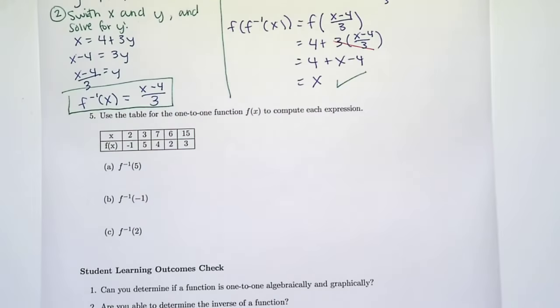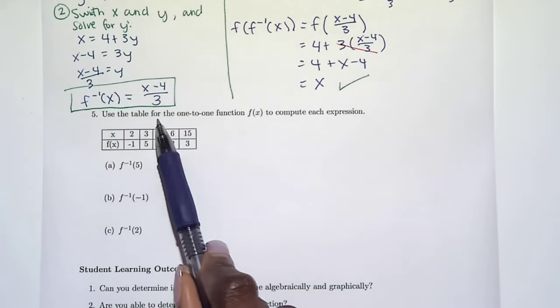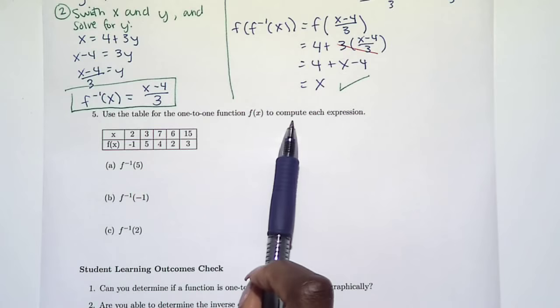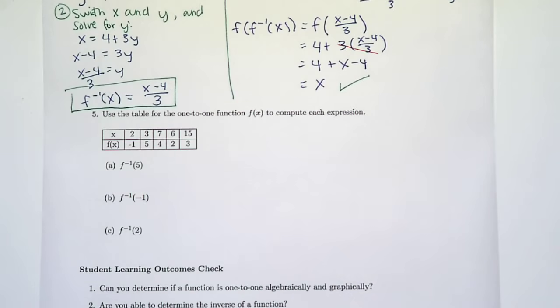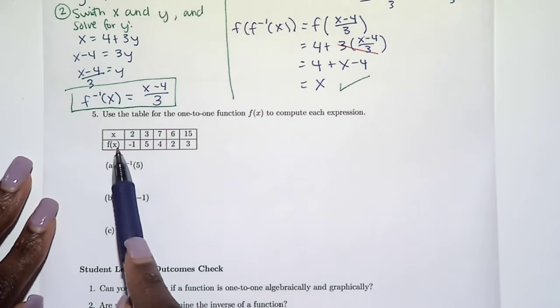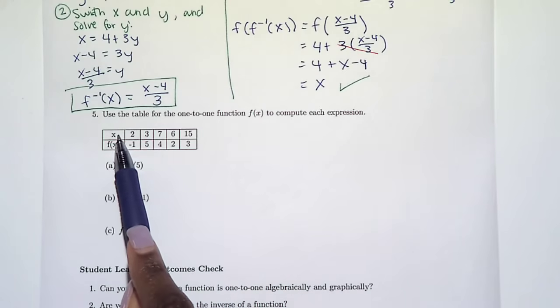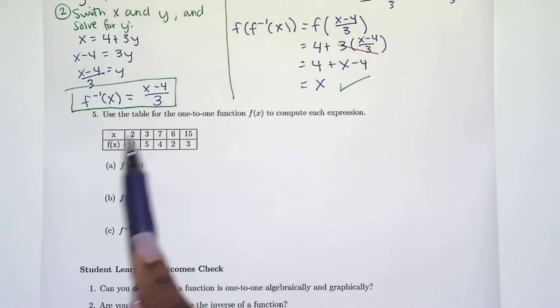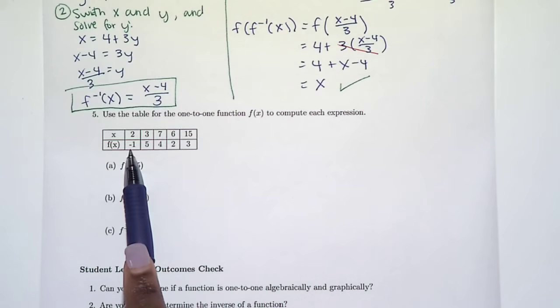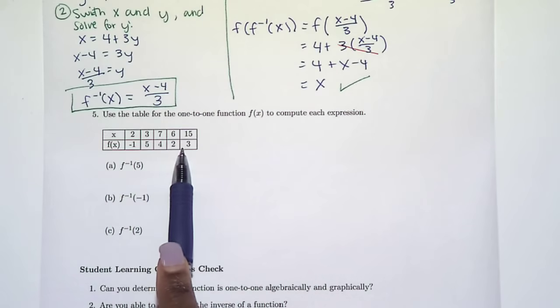Okay, so let's talk about how to use a table or a graph to compute inverse function values. It says use a table for the one-to-one function f of x to compute each expression. So the table is like normal. It's like a horizontal x y table. We have our x values, 2, 3, 7, 6, 15, and our y values, -1, 5, 4, 2, 3.